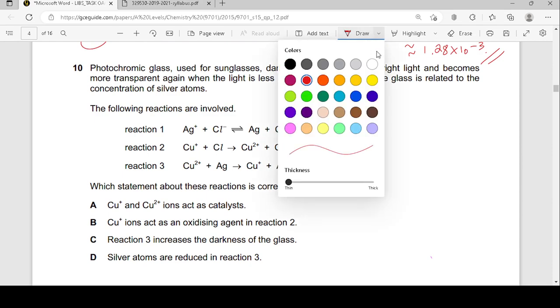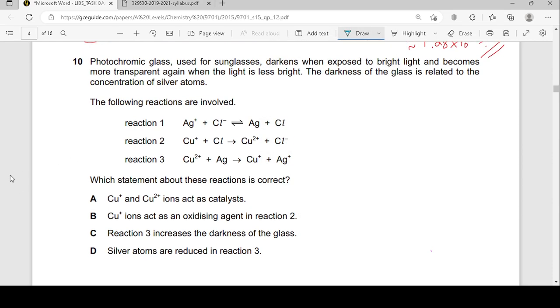Question number 10. This is a nice paper. Photochromic glass used for sunglasses darkens when exposed to bright light and becomes transparent again when the light is less bright. Darkness of the glass is related to the concentration of silver atoms. The following reactions are involved. So Ag+ + Cl- gives Ag + Cl, Cu+ + Cl gives Cu2+ + Cl-, Cu2+ + Ag gives Cu+ + Ag+. Now which statement about these reactions is correct?